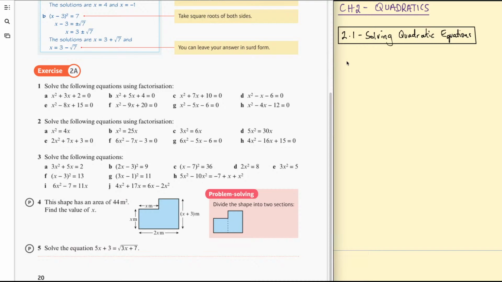Okay, so exercise 2A we're doing. And these are basic factorize and solve the quadratic equation. So I will do maybe A, C. I'll do 3 of these, maybe A, C, and H. Why not? So starting with A, x squared plus 3x plus 2 equals 0.